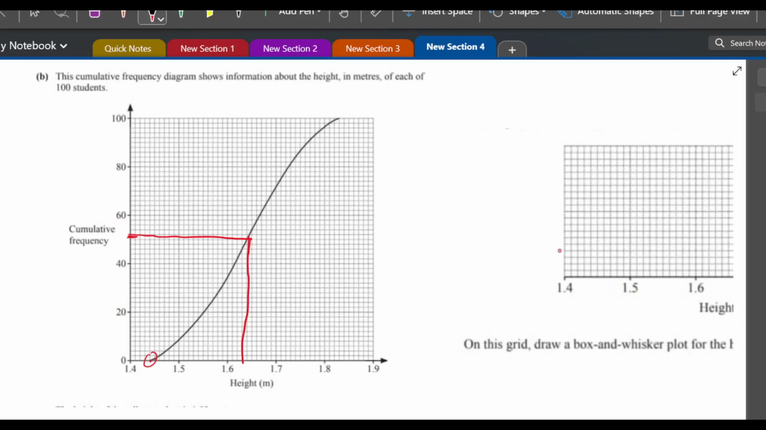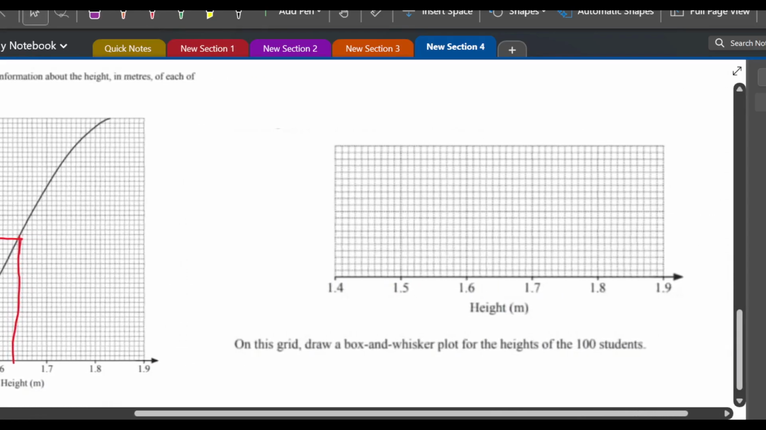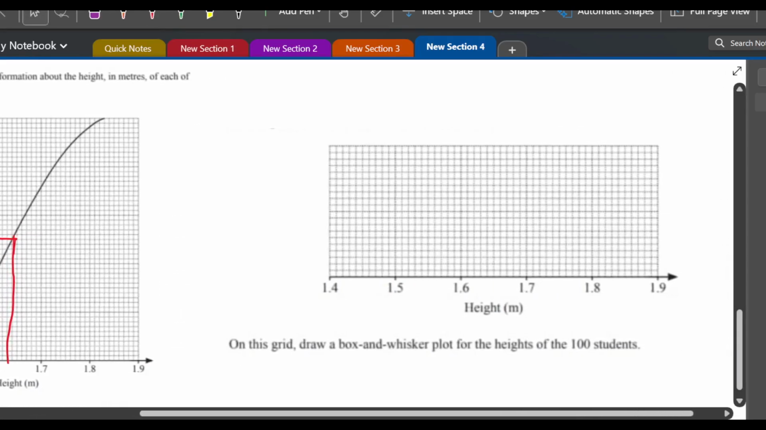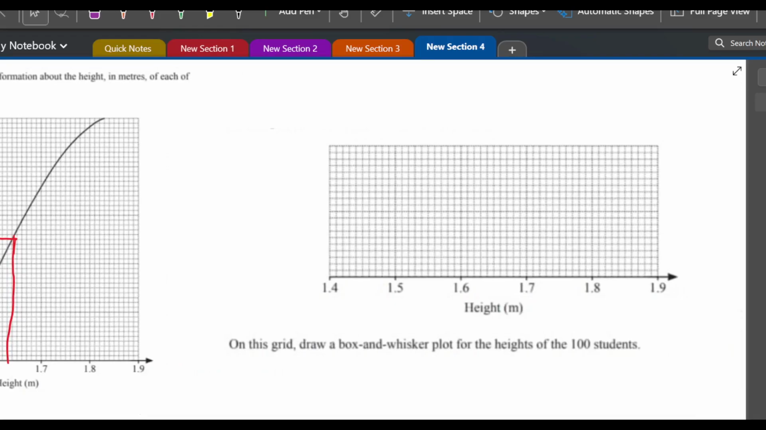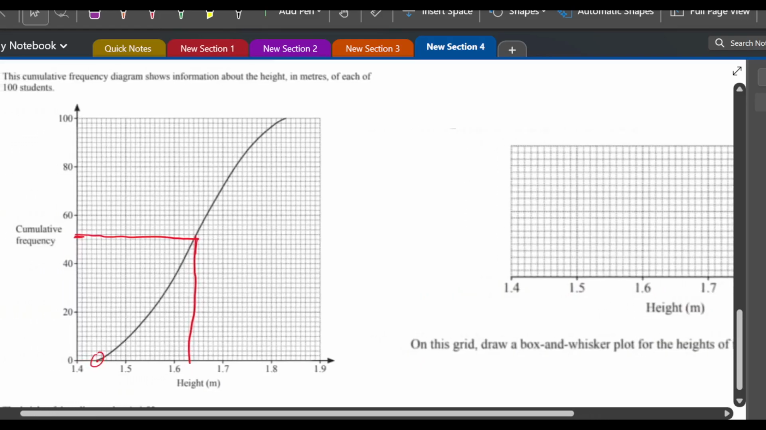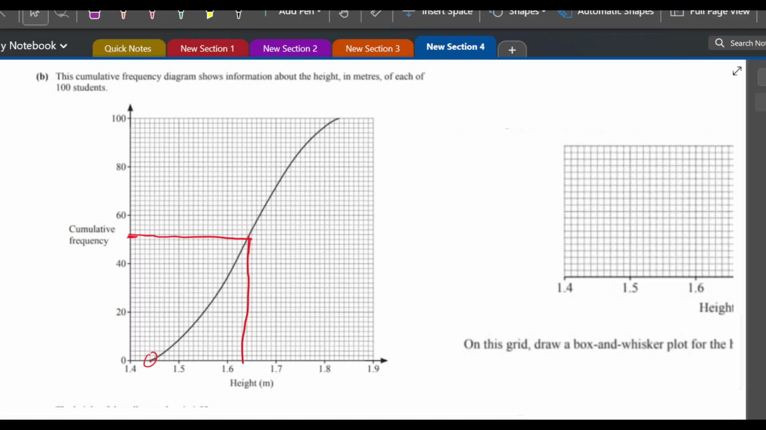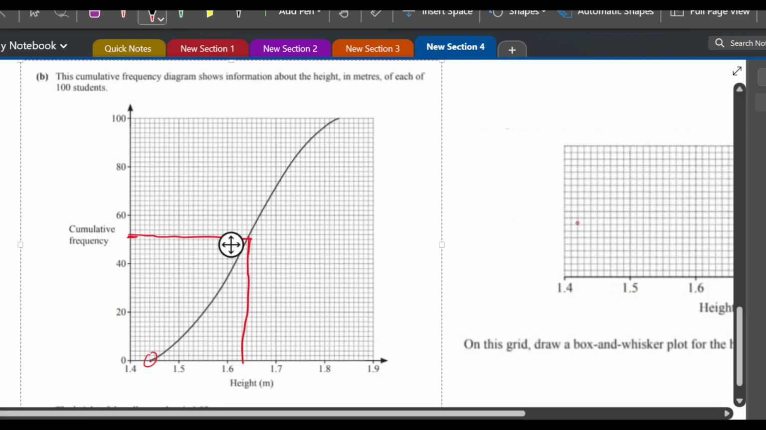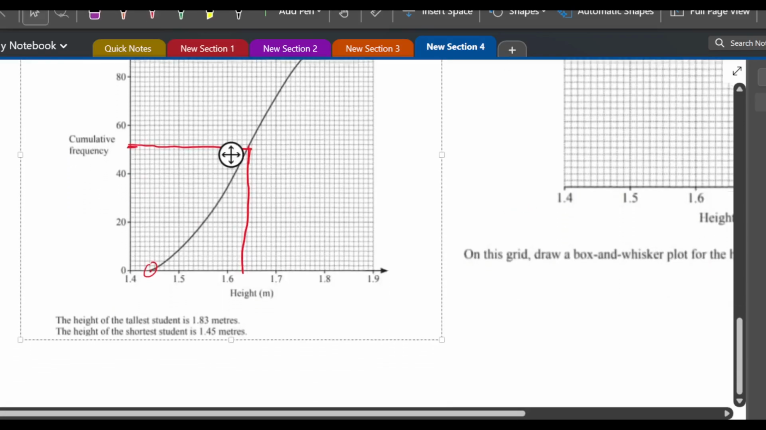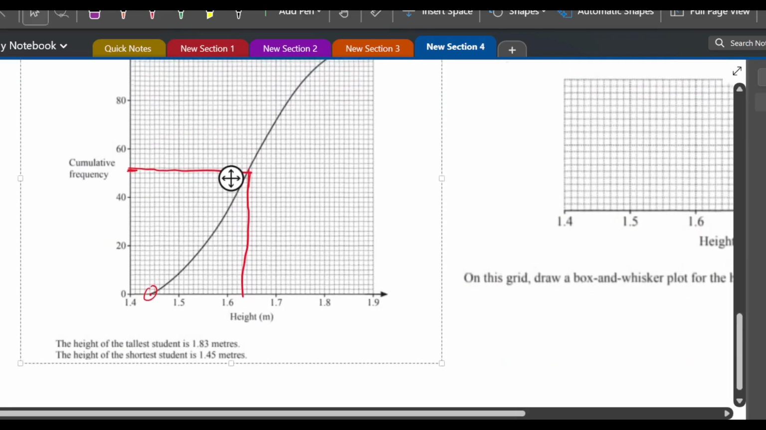Okay, now this is the question. On the grid, draw the box and whisker plot for the height of 100 students. Now in a box and whisker plot, what different values do we show? We show the range, then we show Q1, Q2, Q3. Q2, the second quartile, is nothing but the median. Now the smallest value is 1.45.